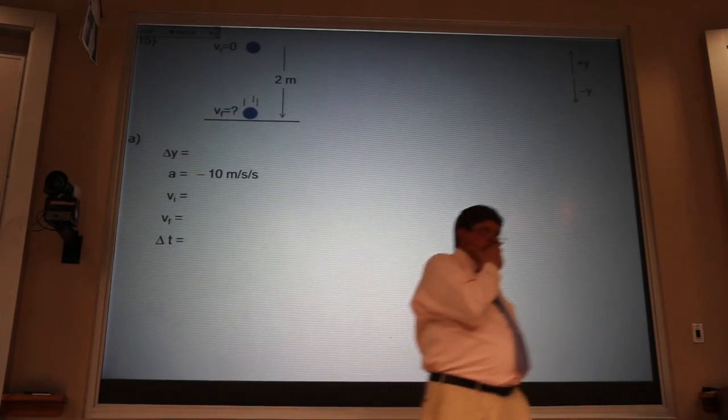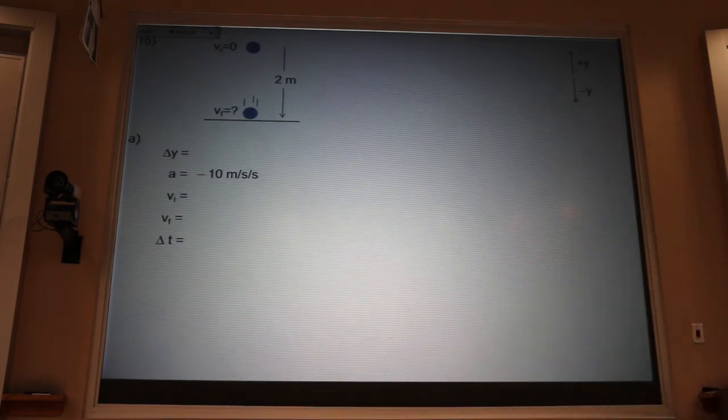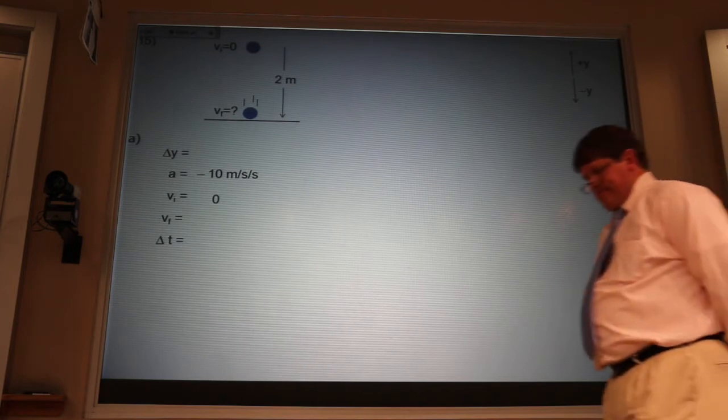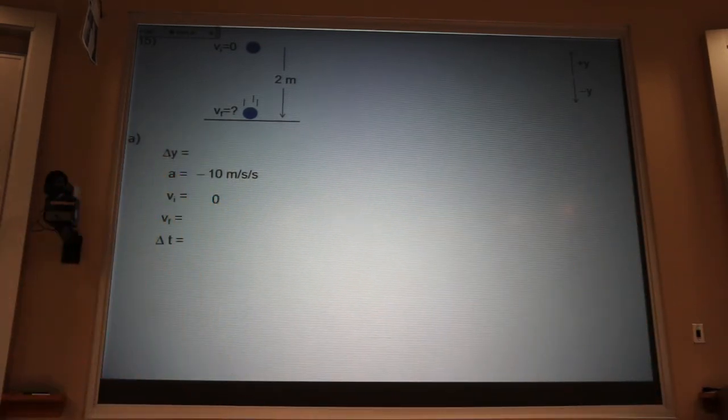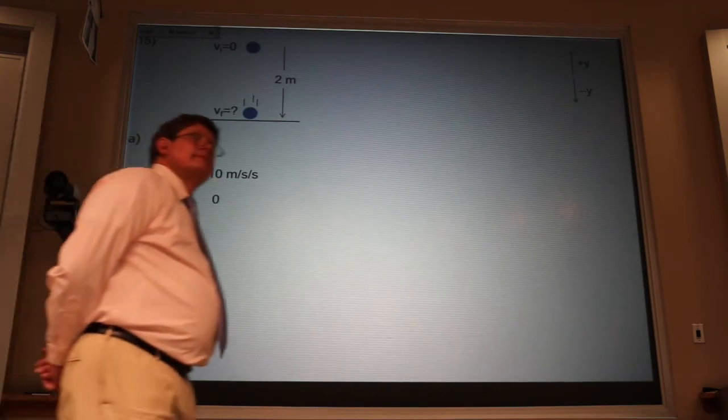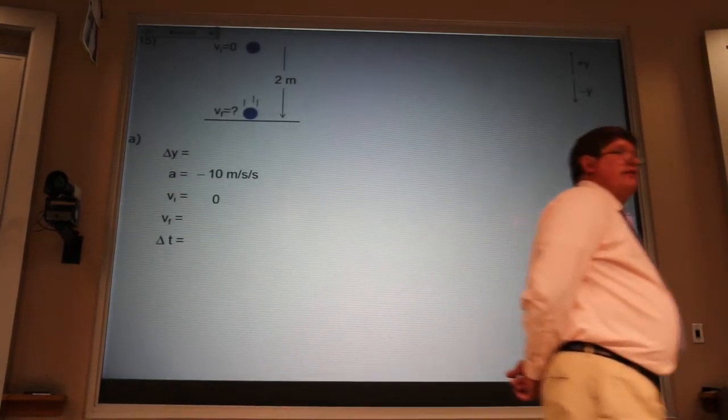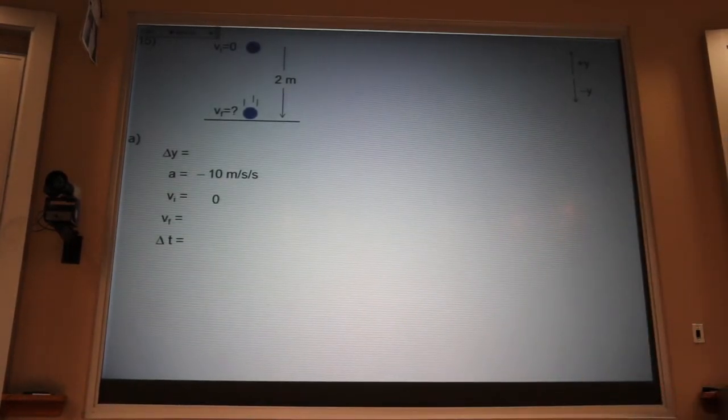Now, the initial velocity in this problem is 0. I need 3 pieces of information to proceed. The other piece of information is my delta y. Tell your neighbor really quick what delta y would be. Okay, if your neighbor said 2 meters, you've got to slap them for their own good.